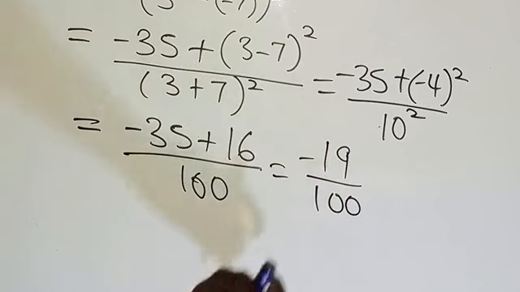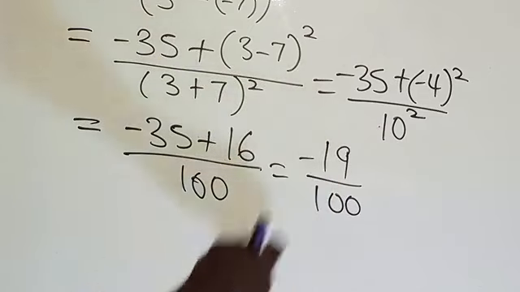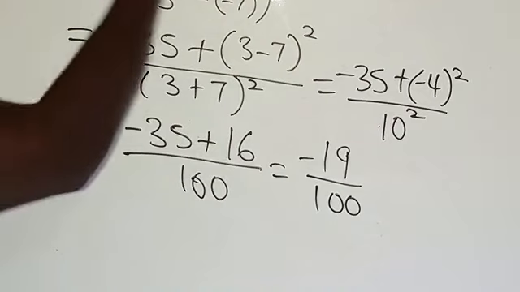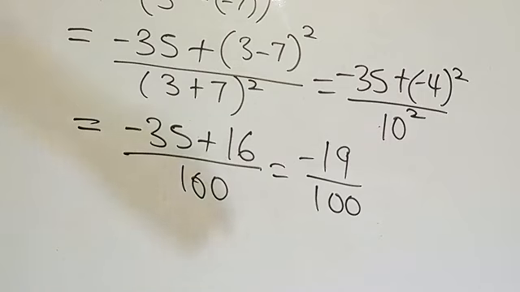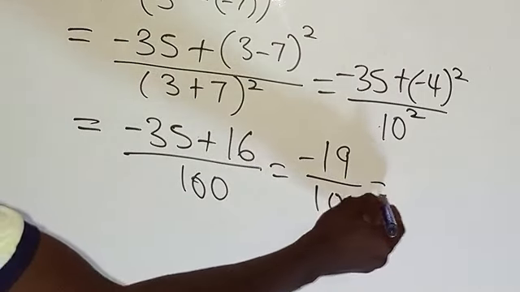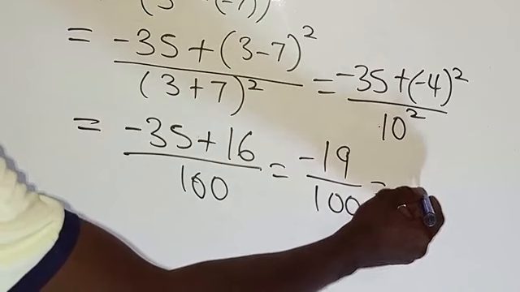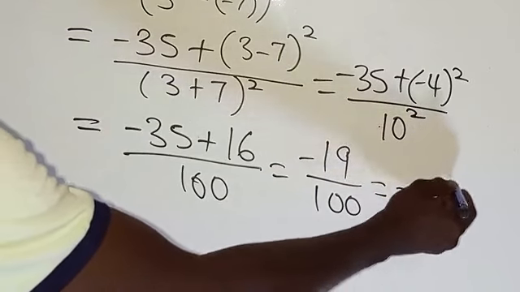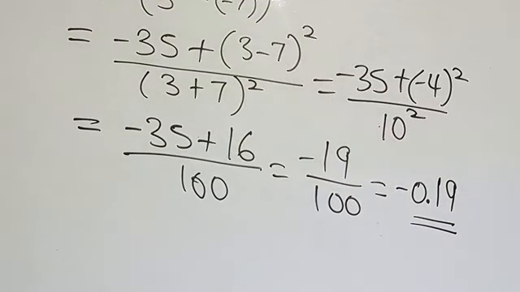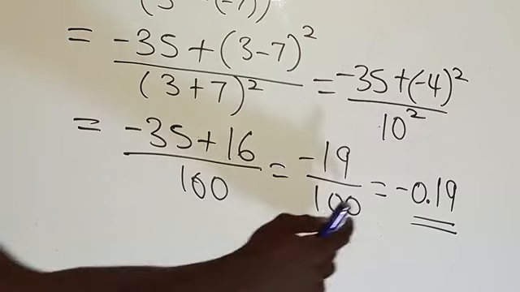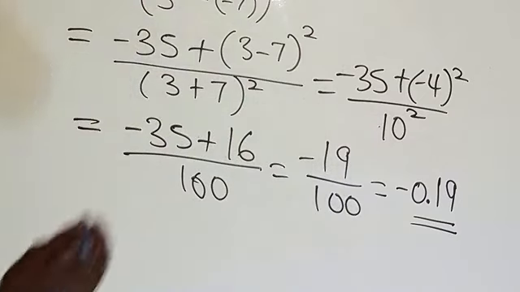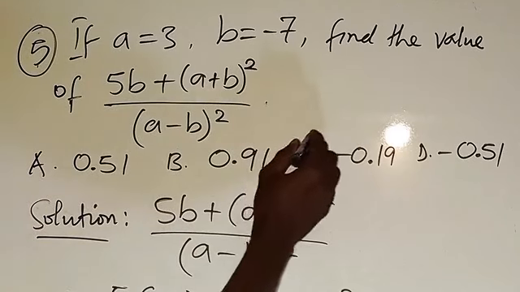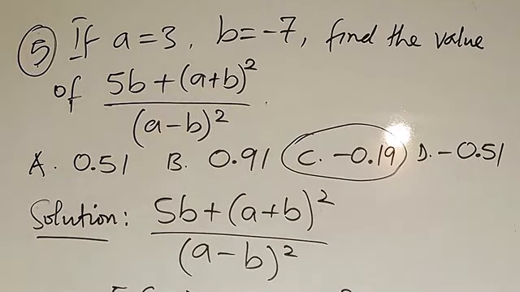Now, if you want to take this to decimal, because the options given to us are decimals, minus 19 divided by 100 will give us minus 0.19. So we have minus 0.19 as the solution to the problem. So we go through the options there. You can see we have option C to be the solution.